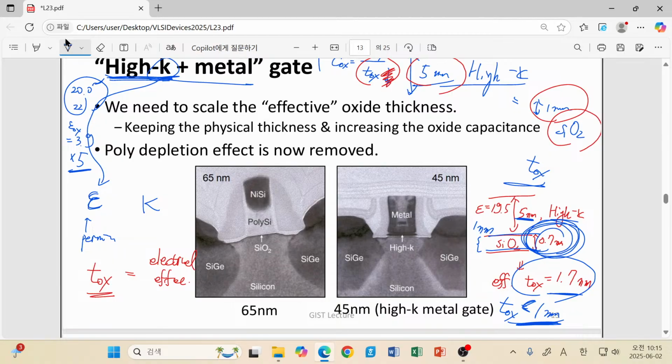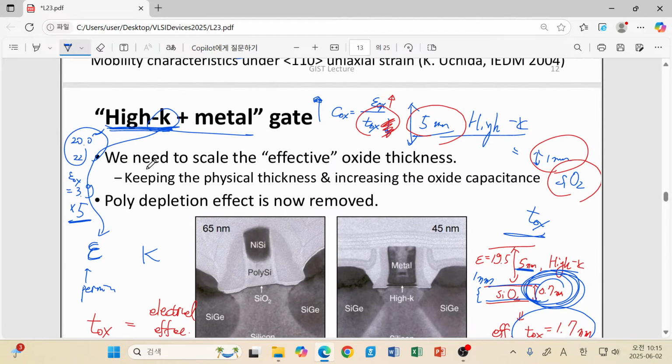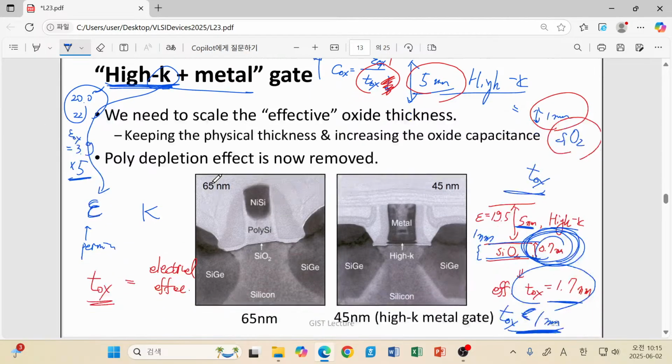Because we wanted an ever increasing COX value, however, we are already quite close to the end of this scaling. But anyway, at the time it was really amazing and solved many problems. Suddenly, the physical thickness of our oxide layer became several nanometer, so it completely suppressed the gate current. There was no gate current problem at all for a long time.